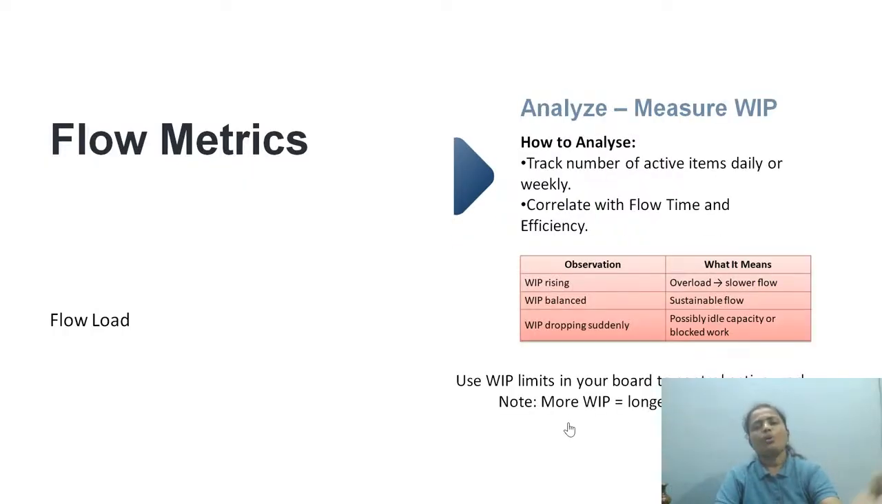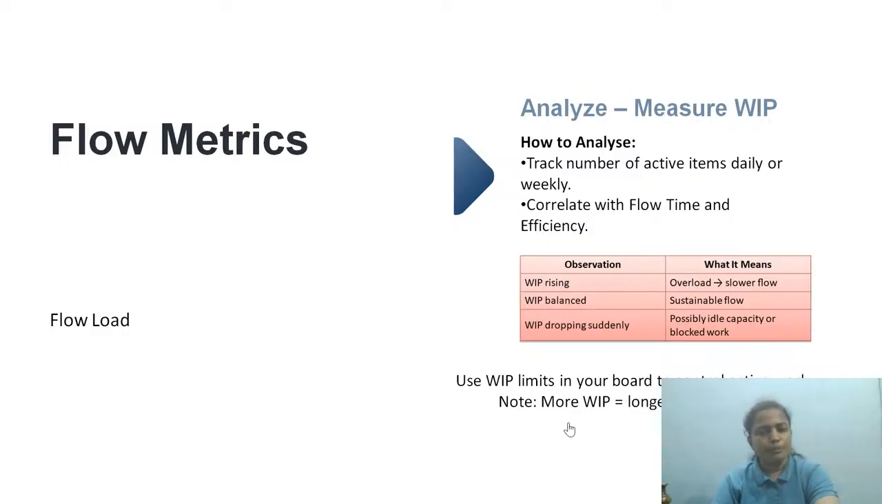Now, how to analyze this again? Track the number of active items daily or weekly. This is again a specific period of time, again, I'm calling that out. How many work items are actively available in your overall process?